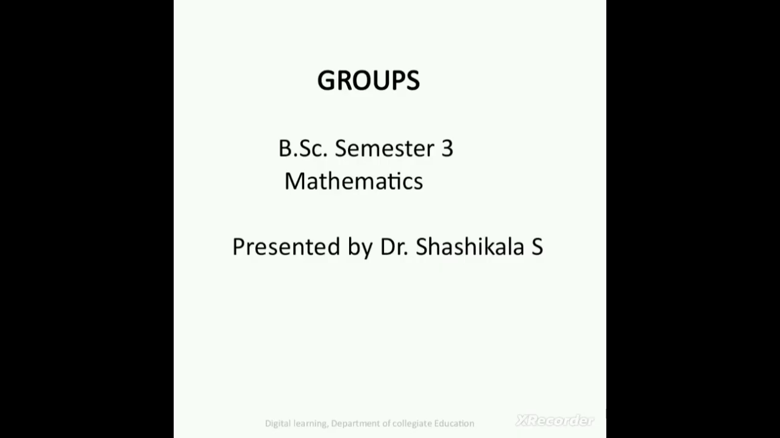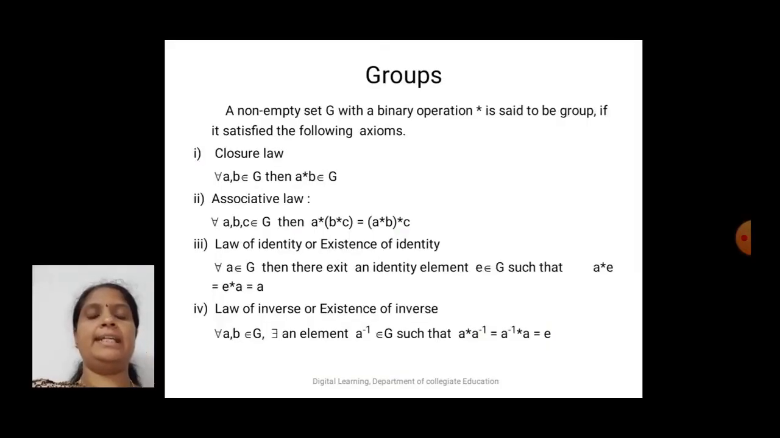I am Dr. Shashikala. In this session 1, let us discuss the definition of the group and abelian group and the properties of group and abelian group. Firstly, let us take the definition of the group. A non-empty set G with binary operation star is said to be a group if it satisfies the following axioms.